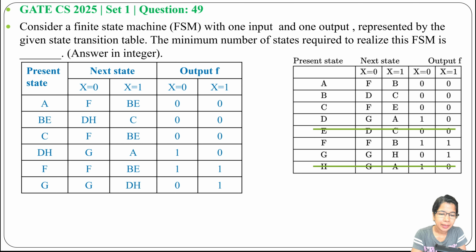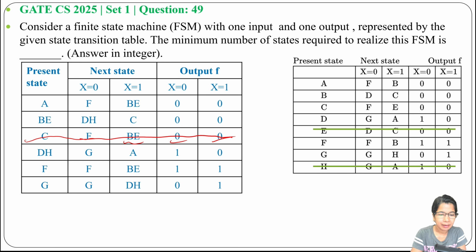From A by input 0 and 1 we are going to F, BE and outputs are 0, 0. Just check, is there any state whose inputs are same and outputs are same? From C by 0 we are going to F, by 1 BE, then outputs are 0, 0. So A and C are same, we can remove C. Now from BE, DH, C, 0, 0. No other state matches with it. Then from DH, G, A, 1, 0. No other state.